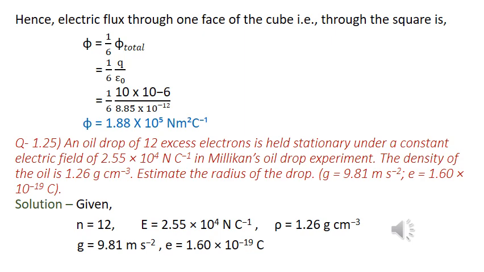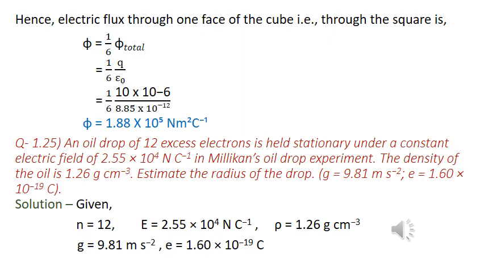Next question is 1.25. An oil drop of 12 excess electrons is held stationary under a constant electric field of 2.55 into 10 to the power 4 Newton per Coulomb in Millikan's oil drop experiment. The density of the oil is 1.26 grams centimeter to the power minus 3. Estimate the radius of the drop. Here g is equal to 9.81 meter per second square and e is equal to 1.60 into 10 to the power minus 19 Coulomb.